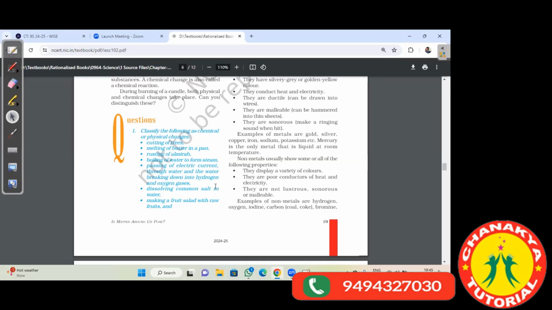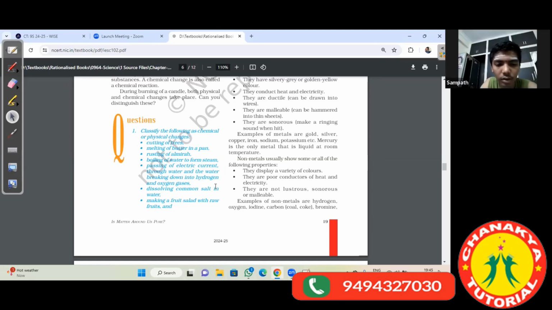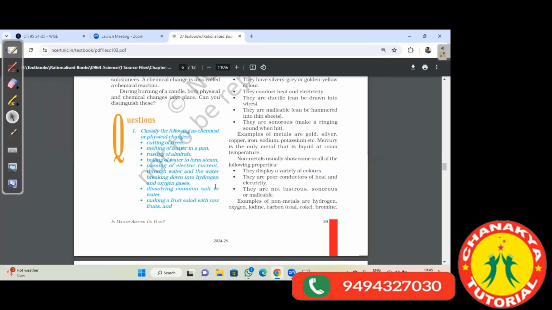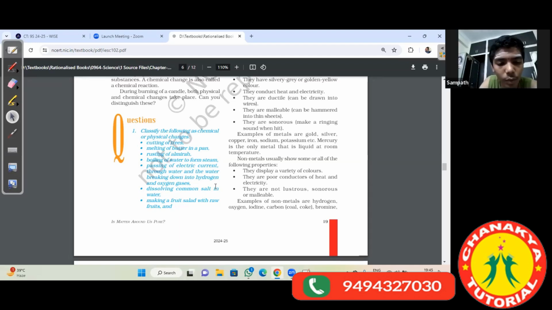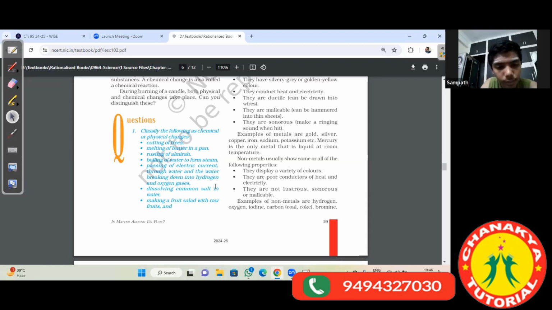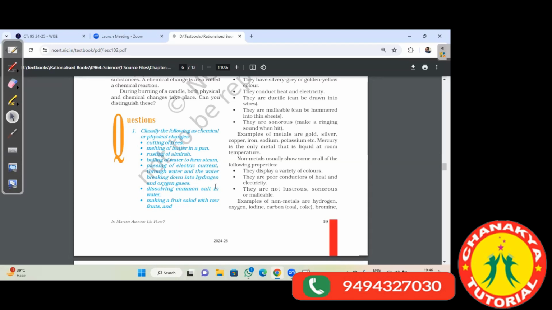Dissolving of common salt in water. Sir, physical change. It is a physical change. See, we already discussed that dissolution is a physical change. When you dissolve a substance in another substance, it is a physical change. Sir, but when we dissolve salt in water, won't it form ions? Yeah, it forms ions. But are we changing the composition of water? Okay, sir, we are not changing the composition of water. Water is still water, and hence it is a physical change.